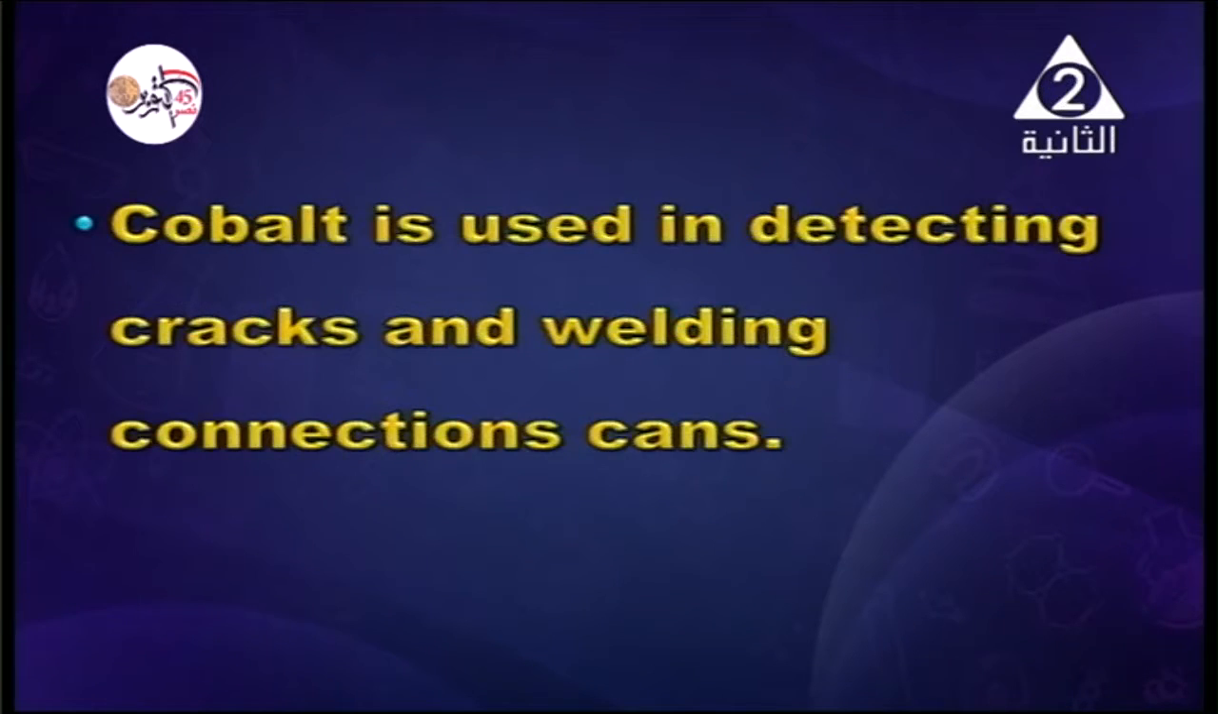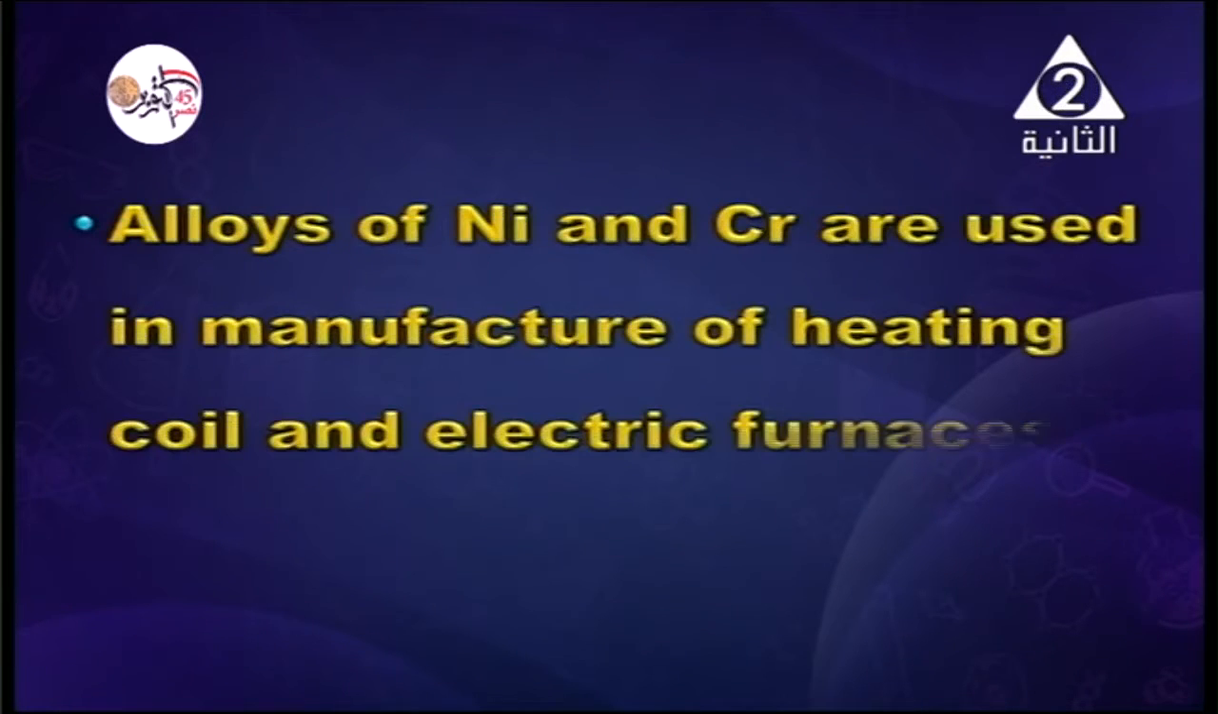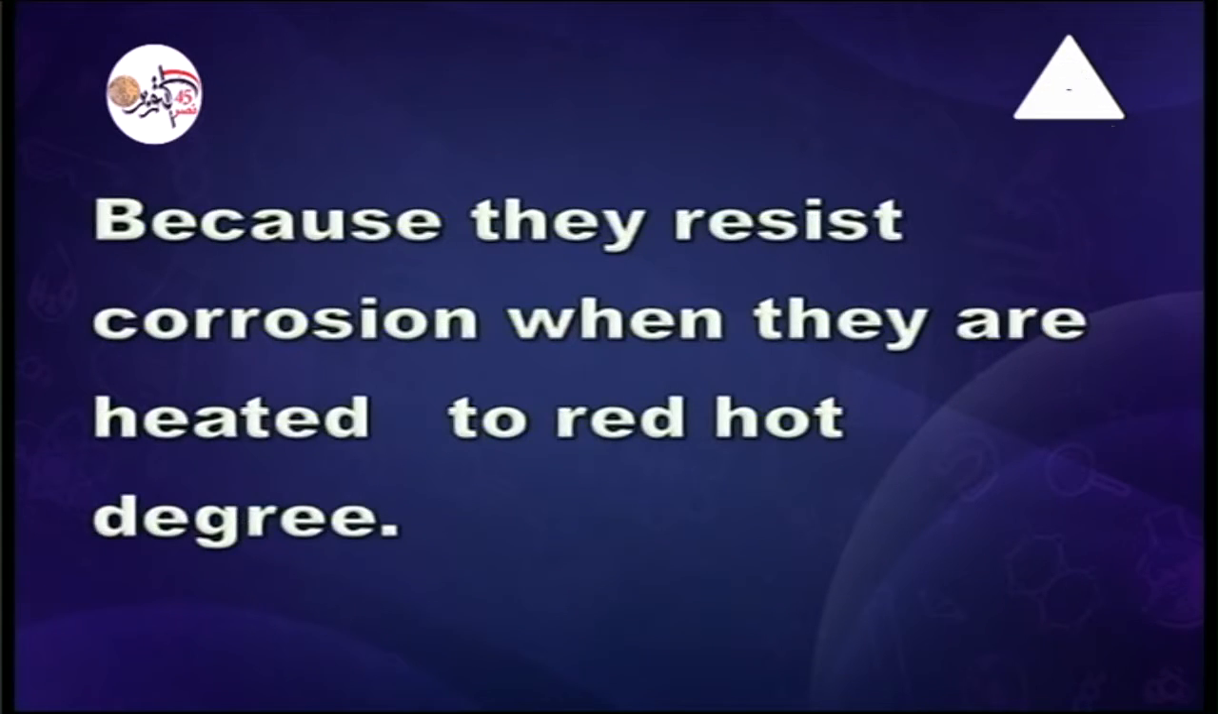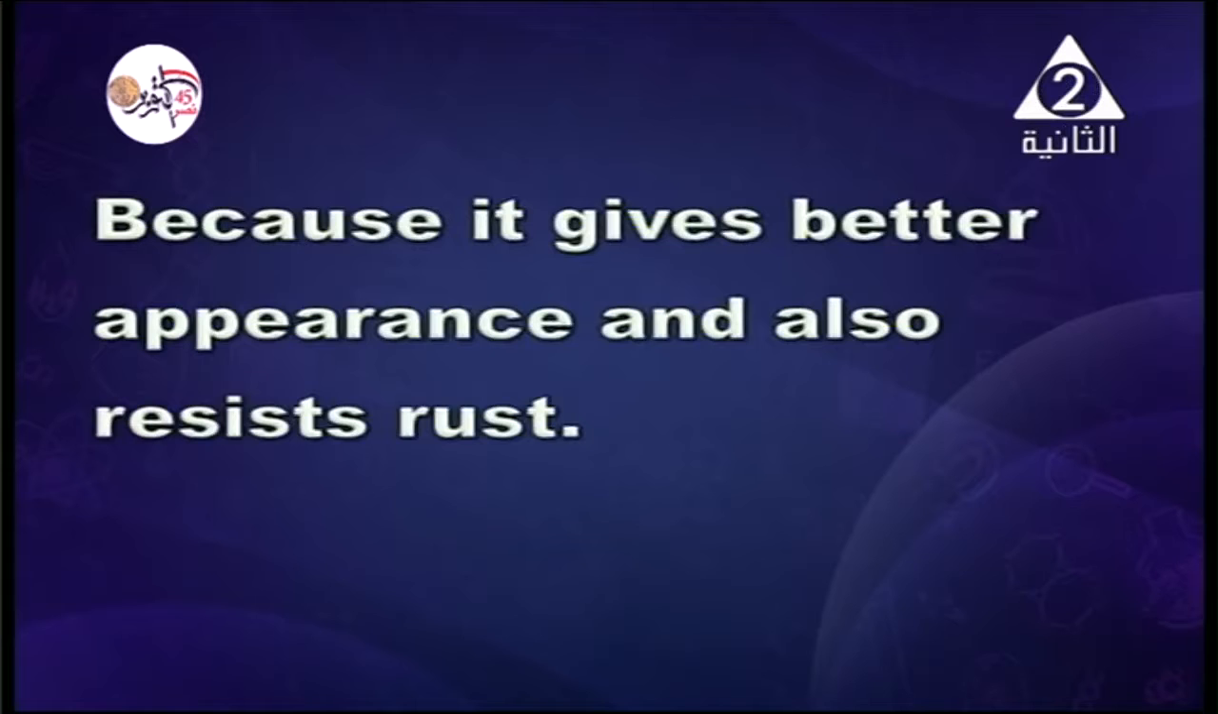Next point. Cobalt is used in detecting cracks in welding connections. The reason for that is because it emits gamma rays, which have high penetrating power. Next point. Alloys of nickel and chromium are used in manufacture of heating coils and electric furnaces. The reason for that is because they resist corrosion when they are heated to red hot degree. Next point. Nickel is used in plating metals because it gives a better appearance and also resists rust.